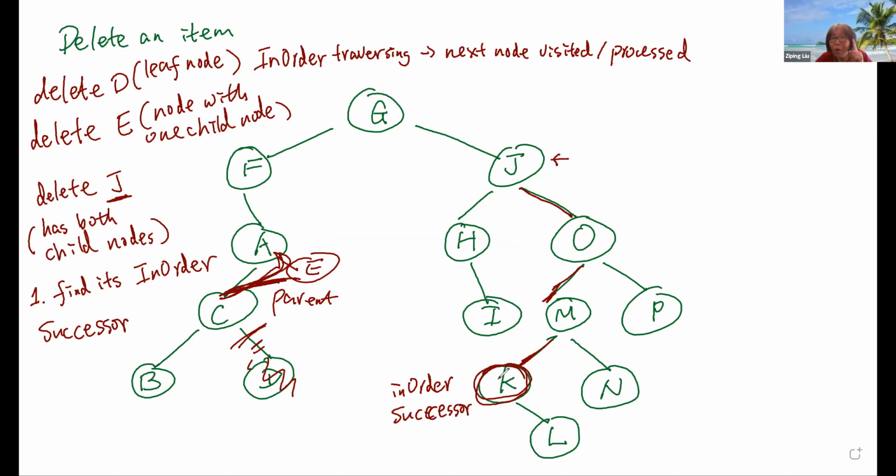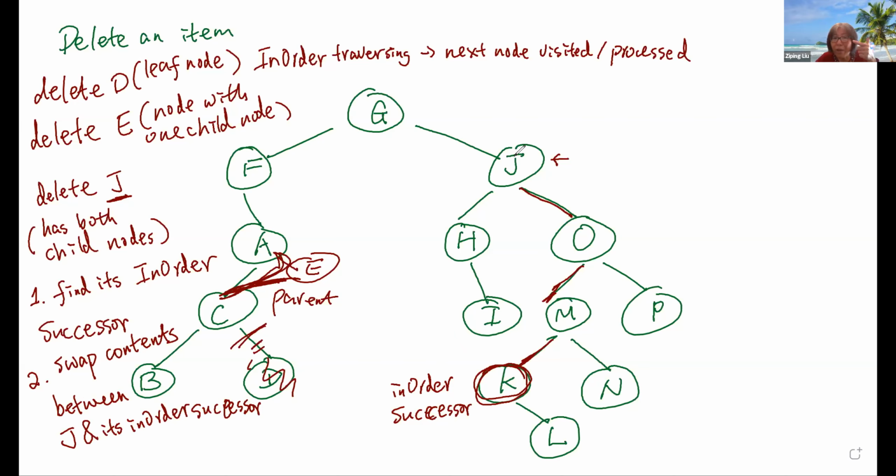Successor, is it? So what we are going to do is first find the in order successor, and then we exchange the item contained between these two nodes. Okay, so we swap the contents. So swap contents between J and its in order successor.